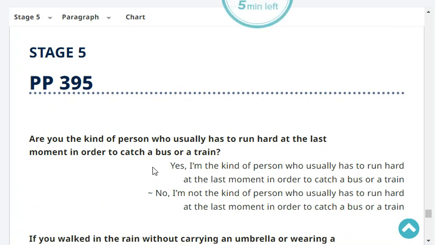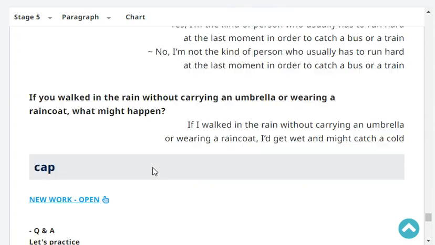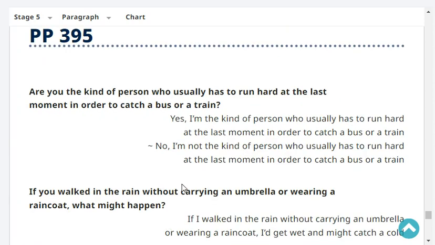Are you the kind of person who usually has to run hard at the last moment in order to catch a bus or a train? Yes or no? Yes, I am the kind of person who usually has to run hard at the last moment in order to catch a bus or a train.